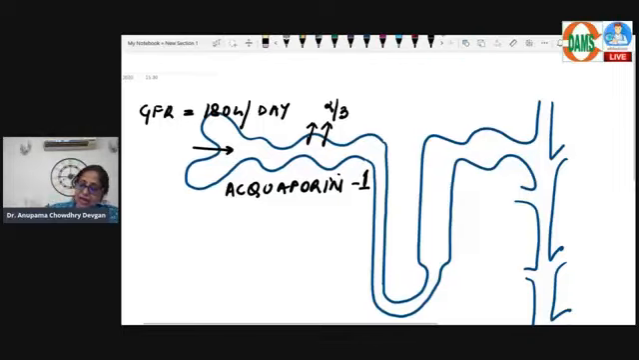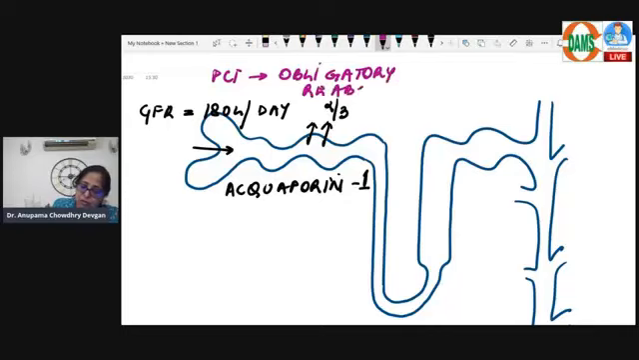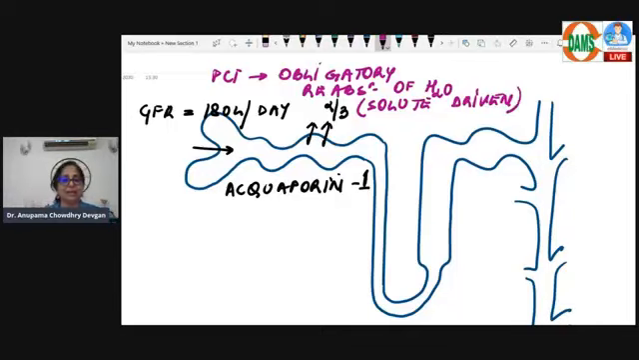That is the amount of water reabsorption which occurs in the PCT. This is known as the obligatory reabsorption of water. And this is a solute-driven water reabsorption. That means this will take place: 2/3 of whatever water is filtered will be reabsorbed in the PCT. This is called obligatory, and this is solute-driven. It follows the absorption of solutes. The more solute is absorbed, the more water follows. So it's a solute-driven water reabsorption.